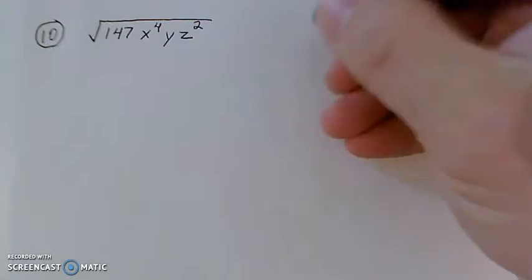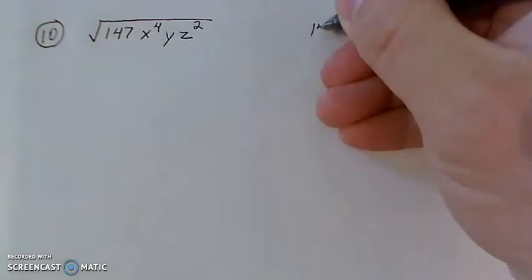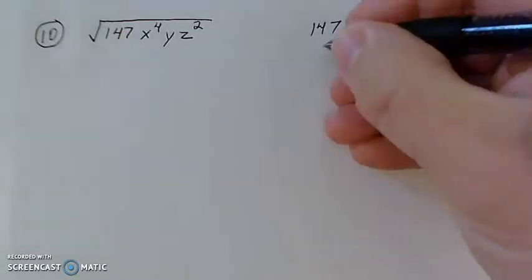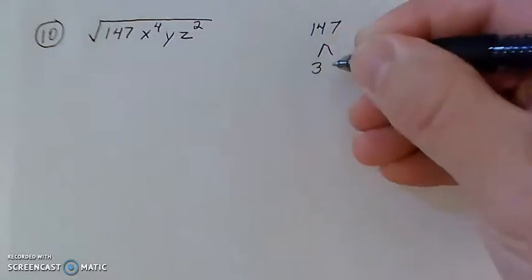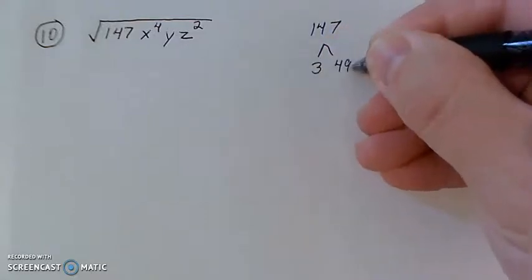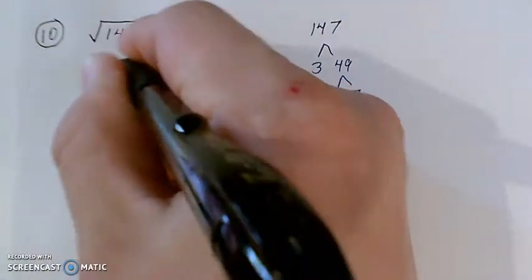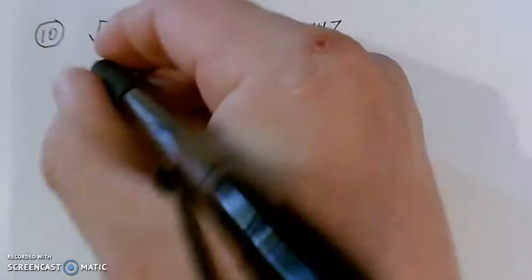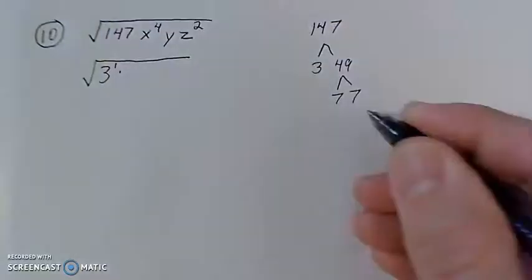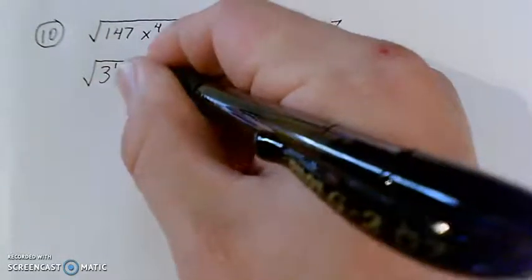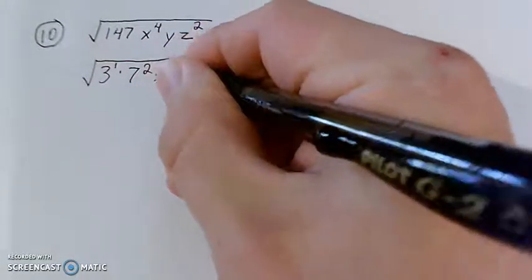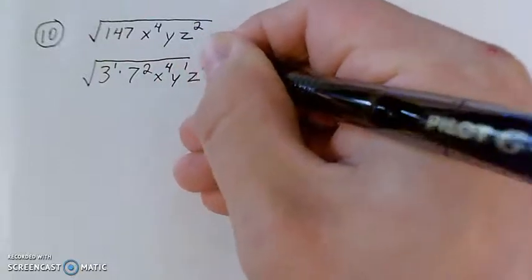Alright, finally wrapping up with my last one here. 147 clearly can't be divided by 2, but it can be divided by 3, which goes into it 49 times. 49 is 7 times 7. So I'm going to rewrite the 147 as 3 to the 1st times 7 squared. I still have x to the 4th, y to the 1st, z to the 2nd.